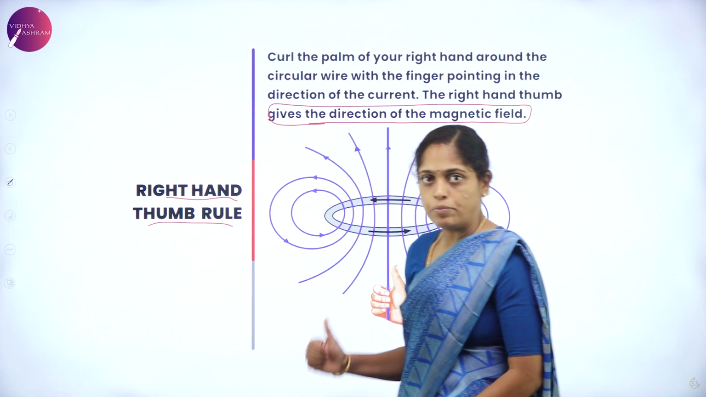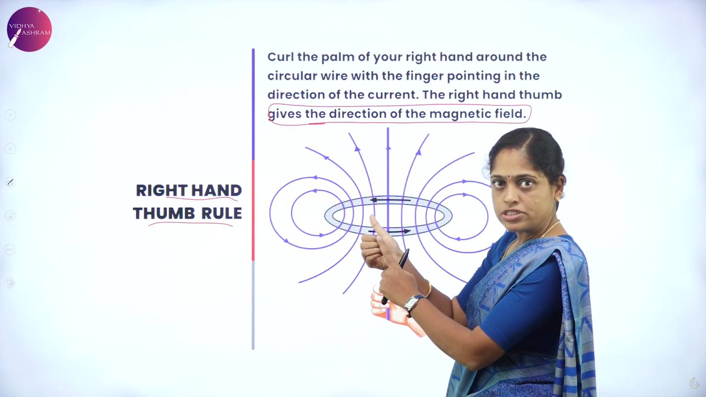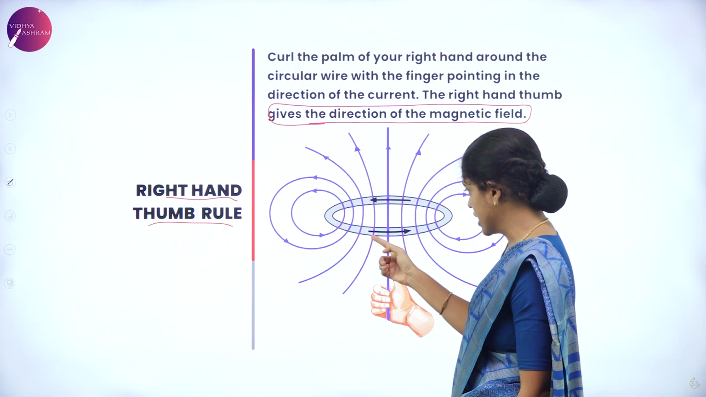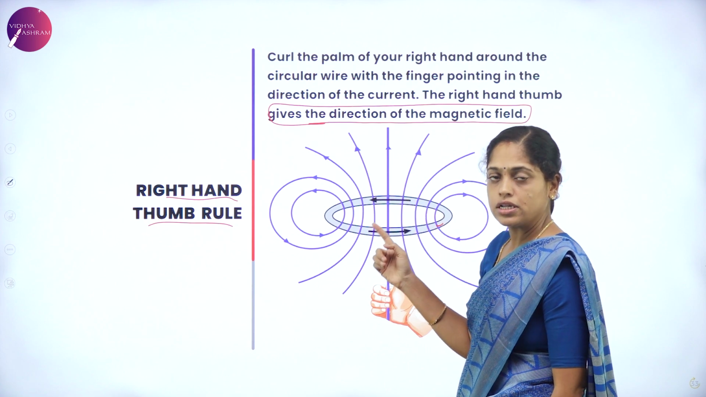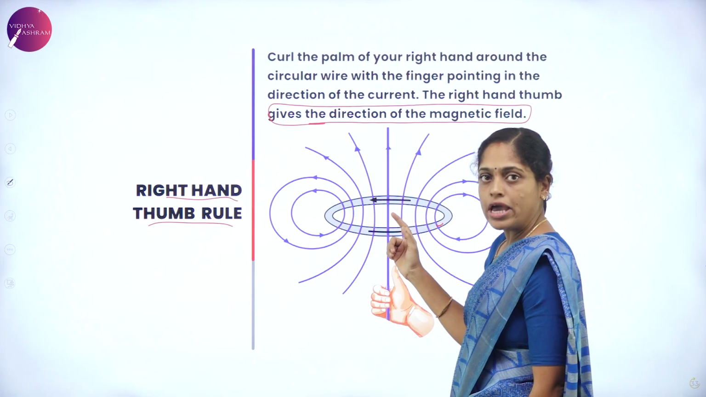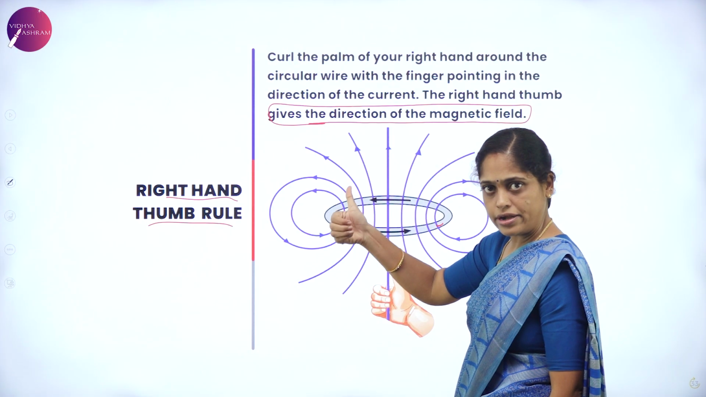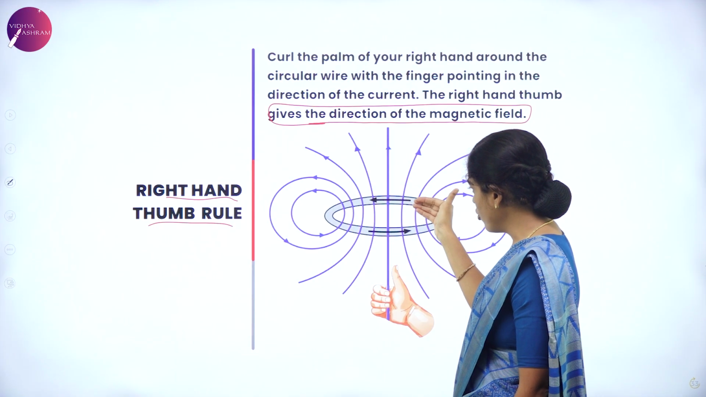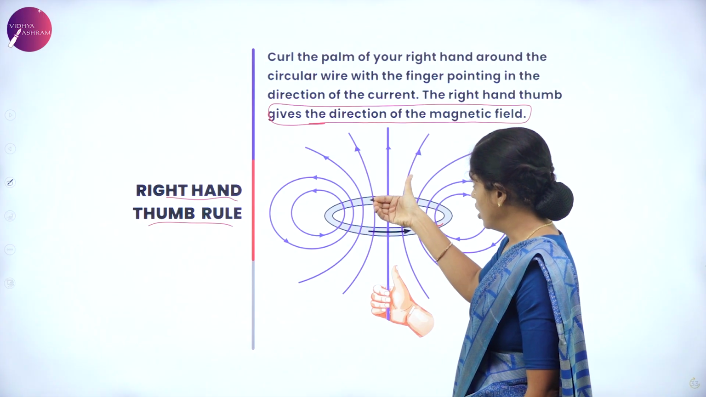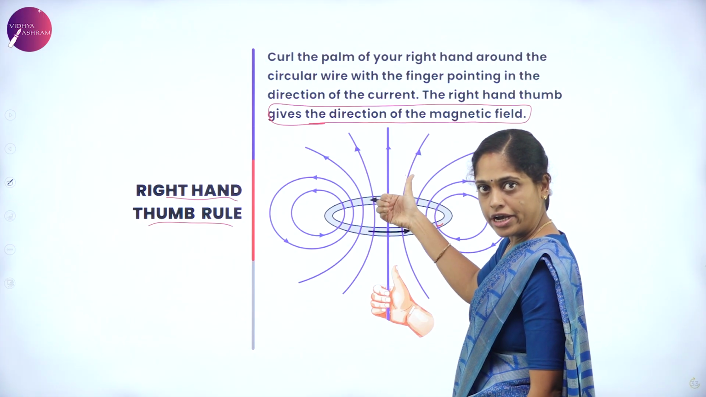According to the right hand thumb rule, the curved fingers represent the direction of the current in the coil. So this is the coil which is carrying the current. You know that a current carrying coil produces a magnetic field. In this, we have to find the direction of the magnetic field. To find it, use the right hand thumb rule. The direction of current is given by the curved fingers. So curl the palm according to the direction of current.